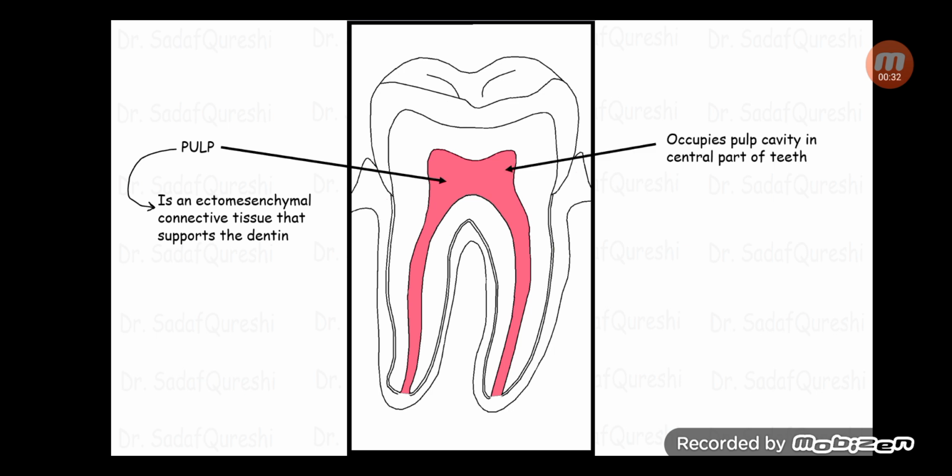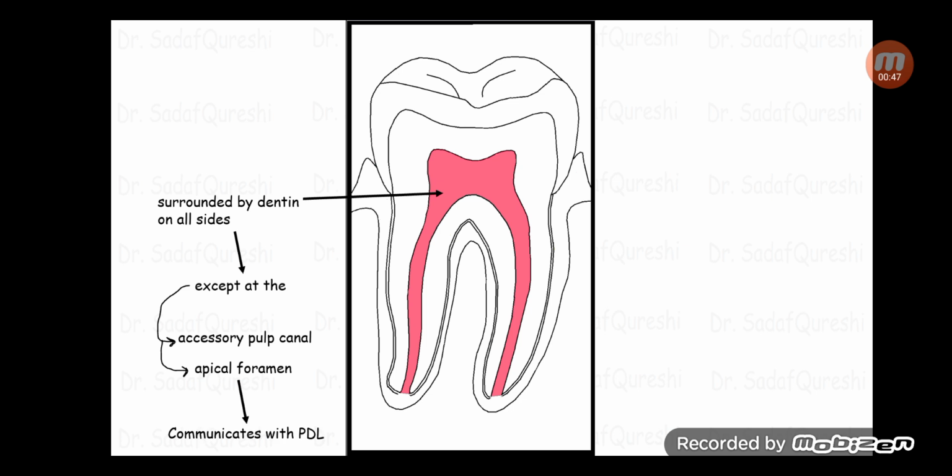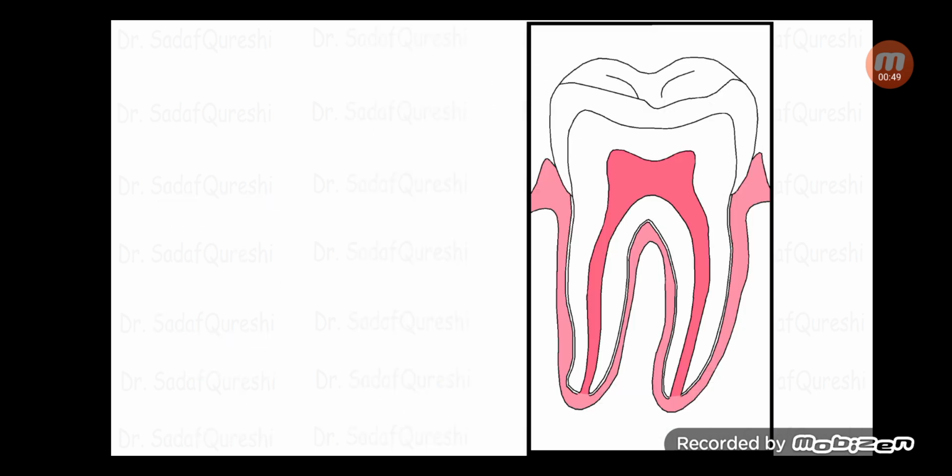It occupies pulp cavity in the central part of teeth, and as it is present at the central part of teeth, it is sometimes also called as endodontium. That means inside the tooth. Pulp is surrounded by dentine on all sides except at the accessory pulp canal and apical foramen, through which it communicates with periodontal ligament. Now let's talk about the histology of dental pulp.